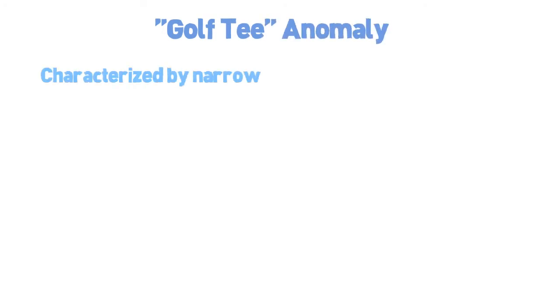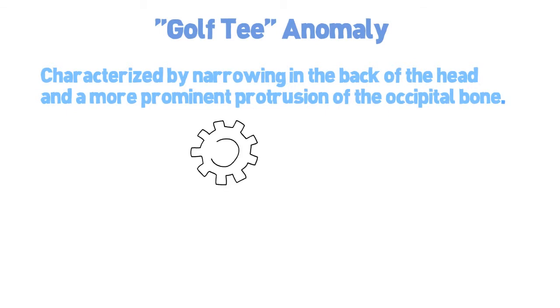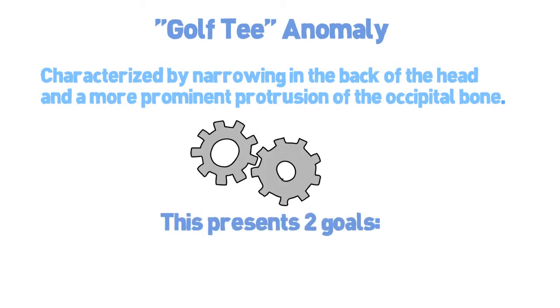Another type of head shape that can result from posterior sagittal suture closure is called a golf tee anomaly. The head shape is characterized by narrowing in the back of the head and a very prominent protrusion of the occipital bone in the back of the head. This type of anomaly presents two main goals for surgeons.